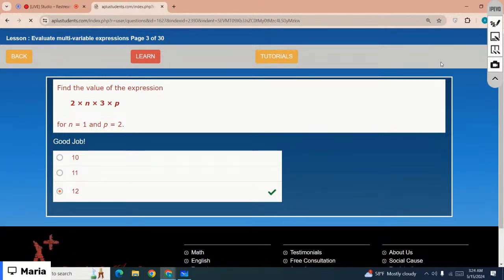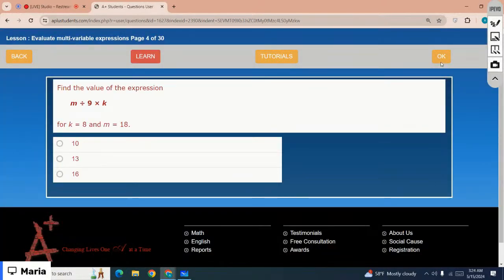The next one is find the value of the expression m divided by 9 times k. So which is the correct option? Replace the variables with the value. K is 8 and m is 18. So 18 divided by 9 times k is 8. So 18 divided by 9 is 2 and 2 times 8 is, the correct option is, very good, 16 it is. The correct option is 16.